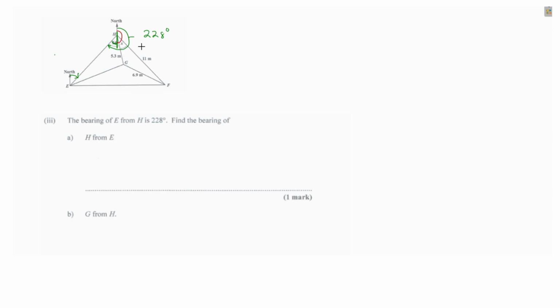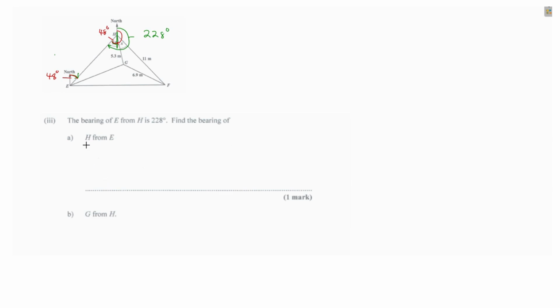So if we take 180 degrees from 228, we should get this angle here, and it will be alternate to this angle. So let's take 180 from 228, so we get 48 degrees. So this angle here is 48 degrees. So it means that this is alternate to it, so that's 48 degrees as well. So what we do, because this is 180, if we subtract 180 from 228, we get 48 degrees.